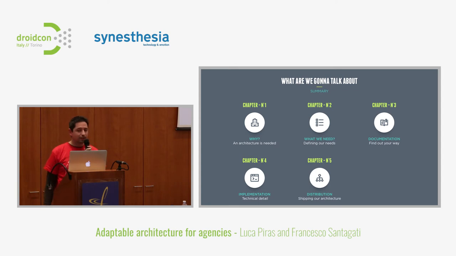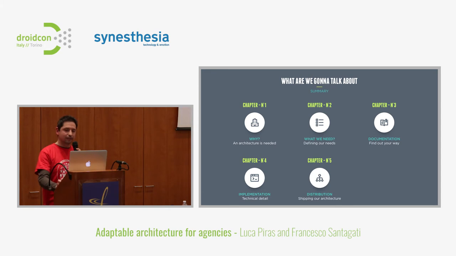So we'll start by saying why an architecture is needed for writing better apps. Then we'll show you how to find what your needs are and how to achieve it. Then Francesco will explain the implementation details and the technical stuff. And in the end, we will see how we chose to distribute it.